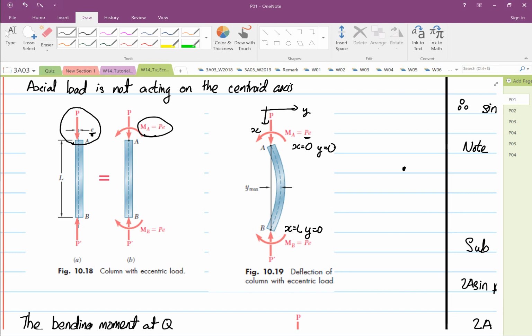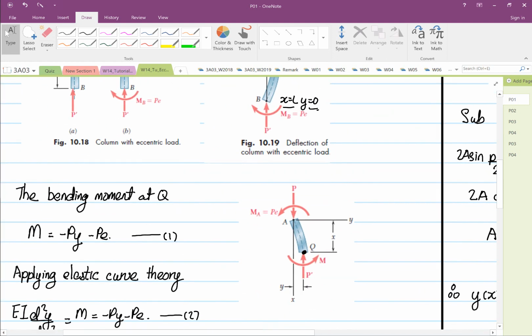From here, as usual, this is our transformation x and that's our transformation y, so this is our y and this is our x. We have two boundary conditions: when x is equal to 0, y is equal to 0, and when x is equal to L, y is equal to 0. So the analysis is still the same as with centric loading.